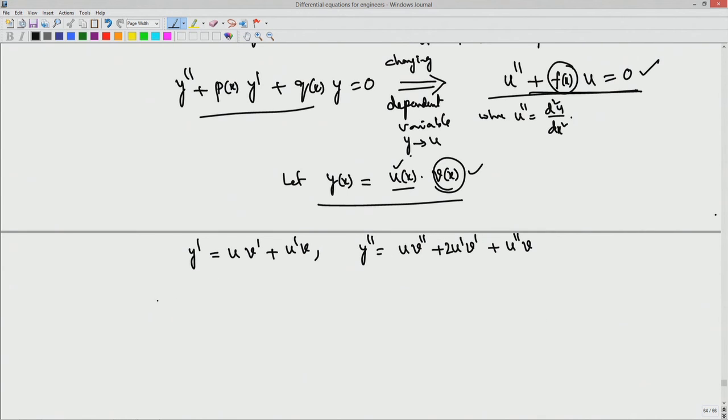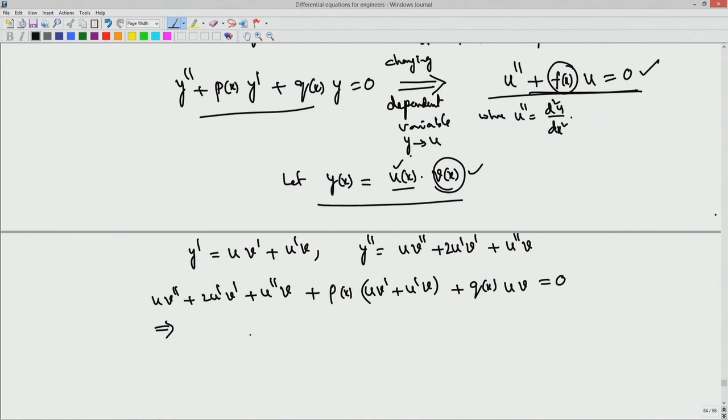So, you substitute this there, you will get u v double dash plus 2u dash v dash plus u double dash v plus p x times (u v dash plus u dash v) plus q x times (y is u into v) equal to 0. So, you want the equation in u. So, you collect the u double dash coefficient. That is simply v, so you will have only v. Now, what are your u dash coefficients?